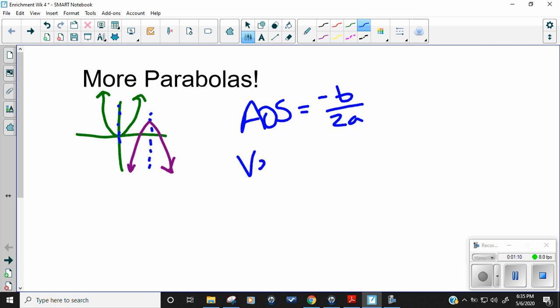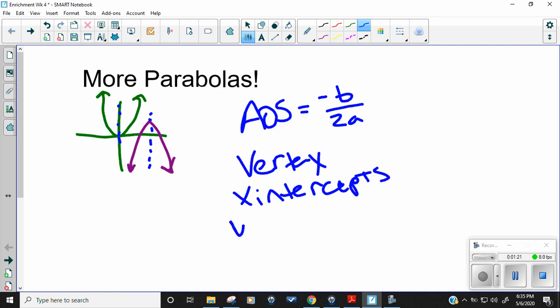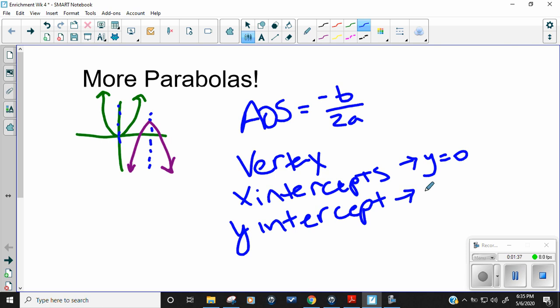And we also talked about the vertex. We talked about x-intercepts. I didn't talk about, I don't think, y-intercepts. Usually you have just one or no y-intercept. X-intercept is when y equals 0. So y-intercept is where x equals 0. And you could plug that value in and get the y-intercept out.